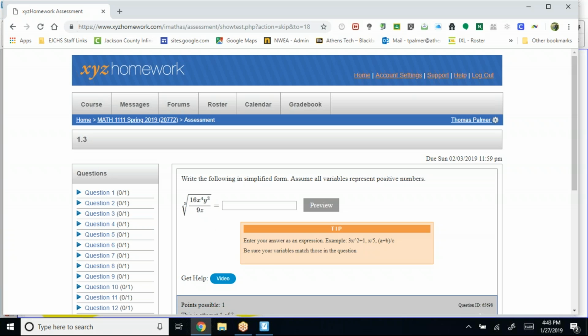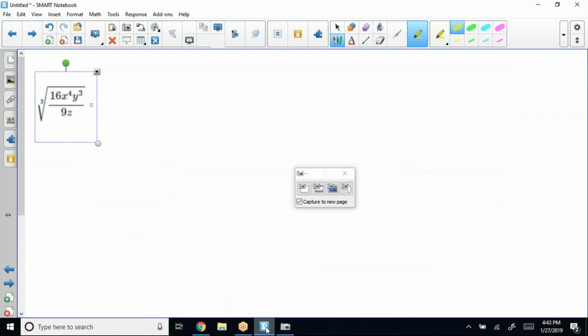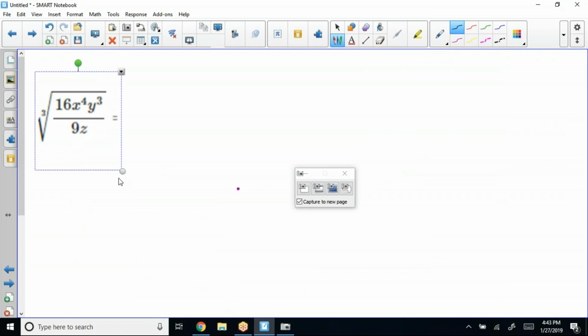Aaron, what do you think 9 should be multiplied by to get that perfect cube to rationalize it? It's okay to say I don't know. So, I'd have to think about it for a second. Go on the calculator. All right.